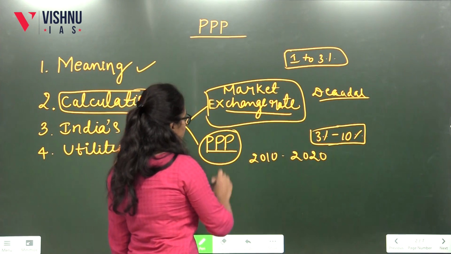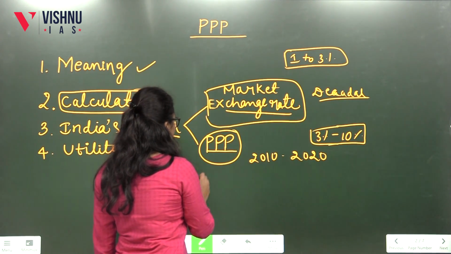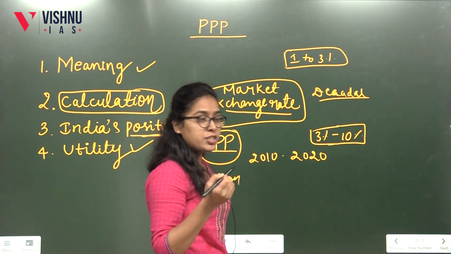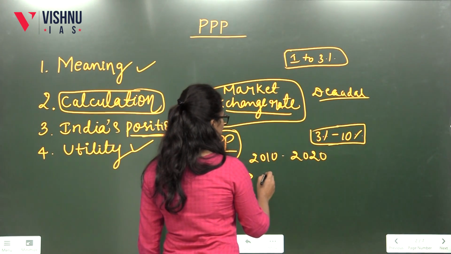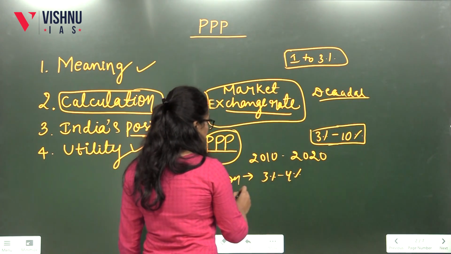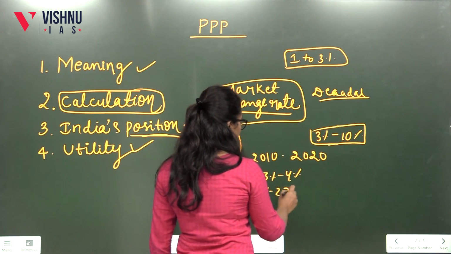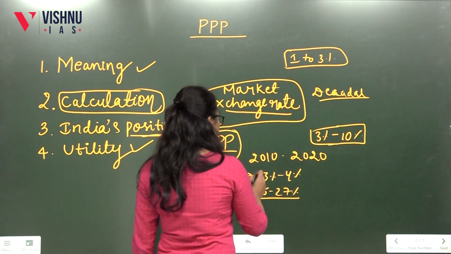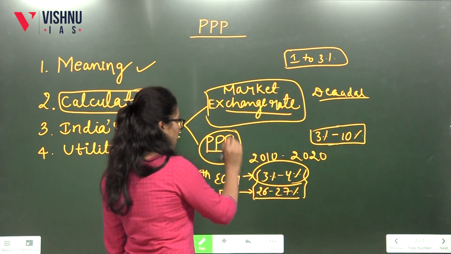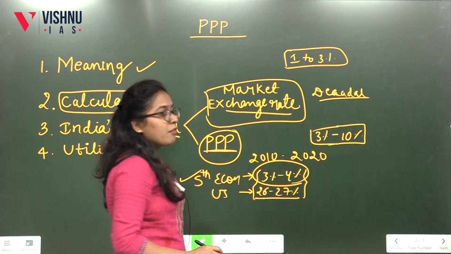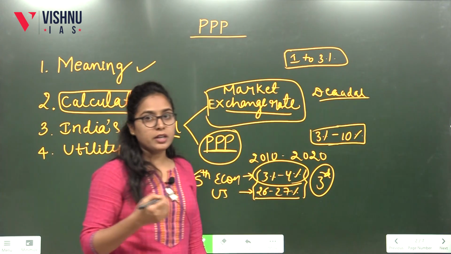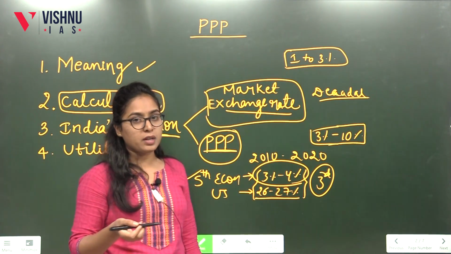In market exchange rate, India is the 5th largest economy in the world, even though its share in the world GDP is around 3% to 4%, whereas the US, which is first, has 26 to 27% of the share in the world GDP. So even with this small share of world GDP, we have the 5th largest economy in terms of market exchange rate. In terms of PPP, we are the 3rd largest economy after the US and China. So it shows that we are also a fastest growing economy in terms of PPP.